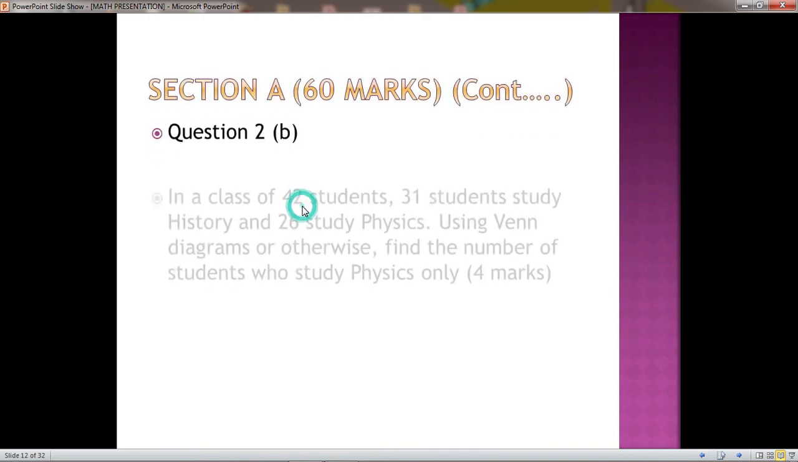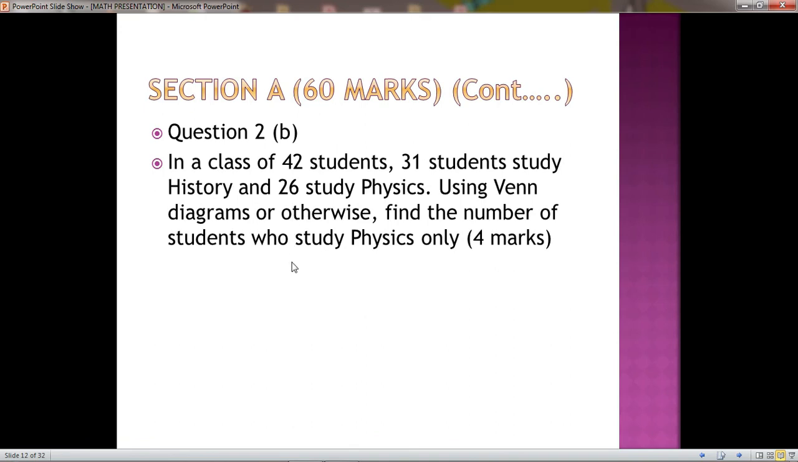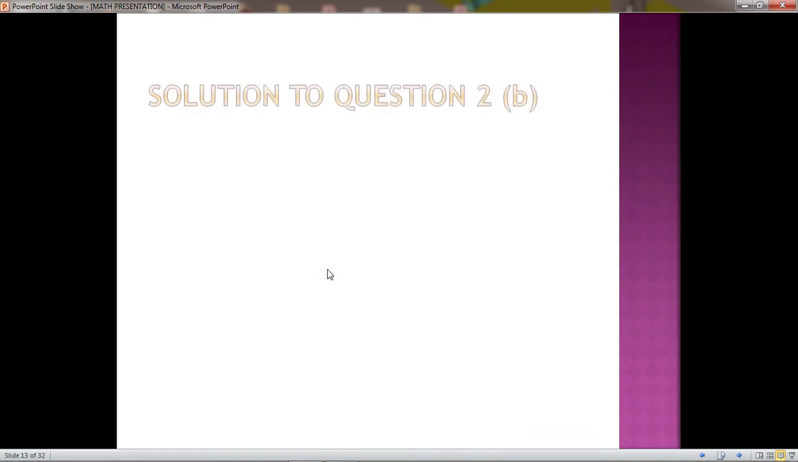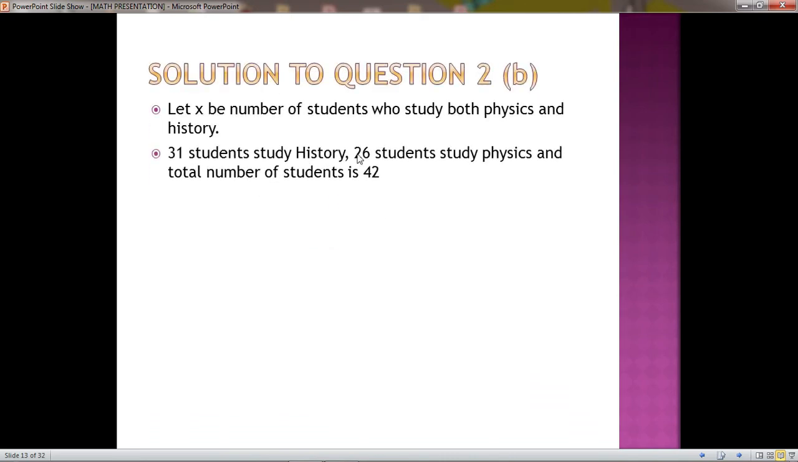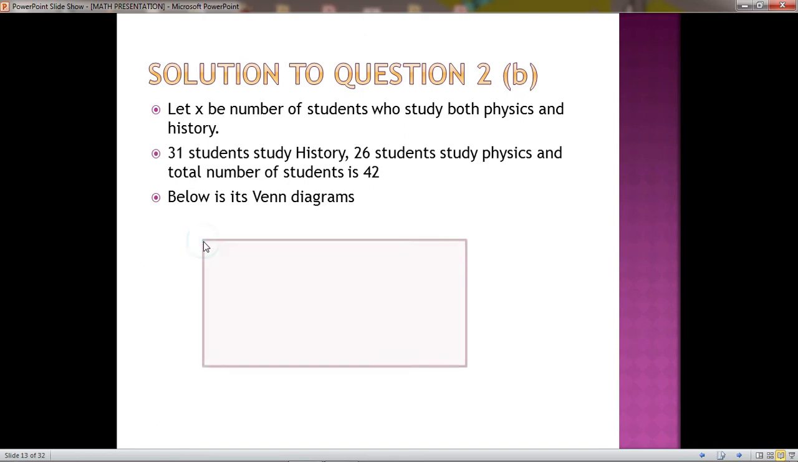Okay, let's carry on with question number 2b. In a class of 42 students, 31 students study history and 26 study physics. Using a Venn diagram or otherwise, find the number of students who study physics only, 4 marks. Let x be the number of students who study both physics and history. 31 students study history and 26 students study physics, and the total number of students is 42. Below is a Venn diagram.